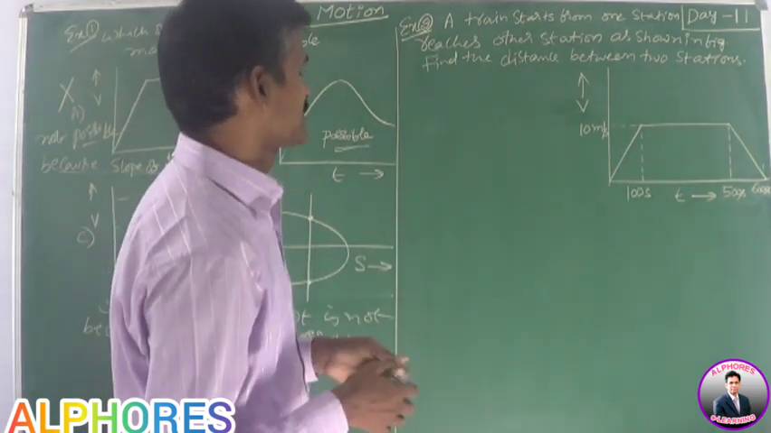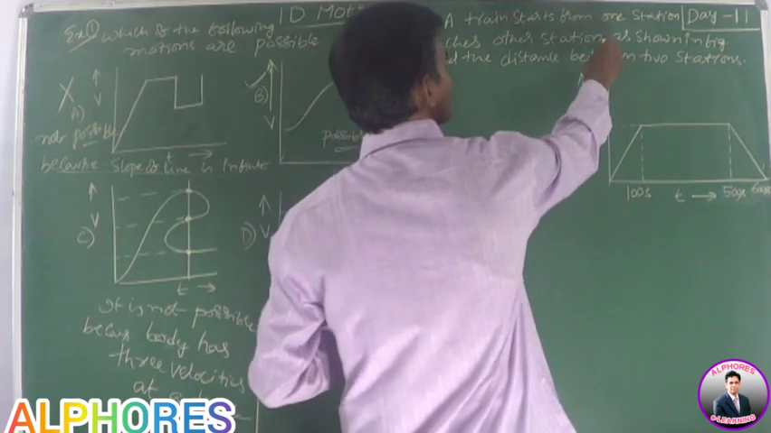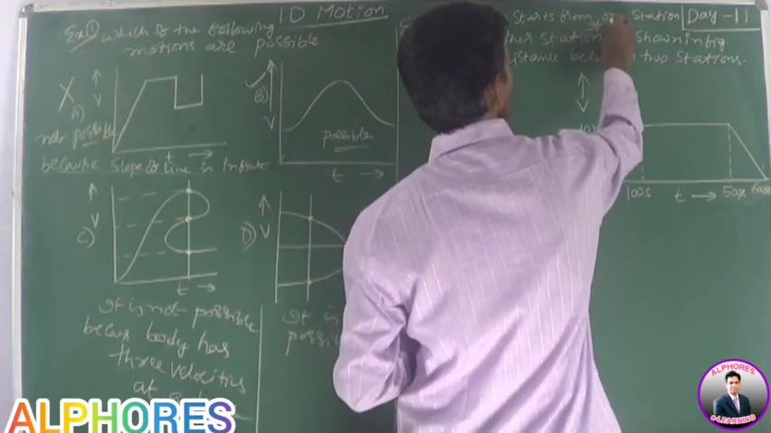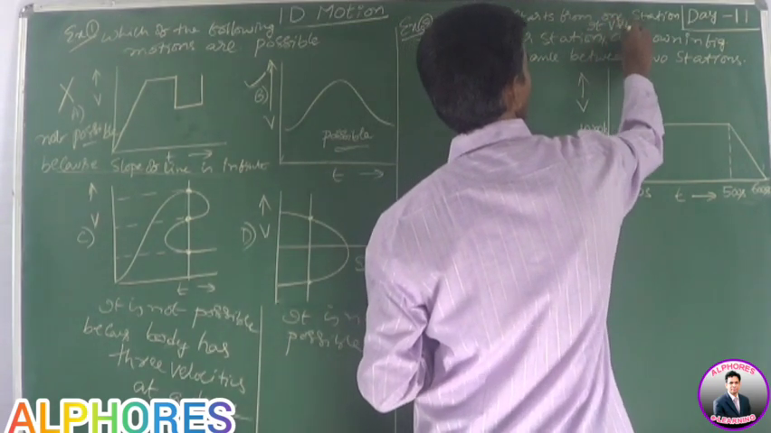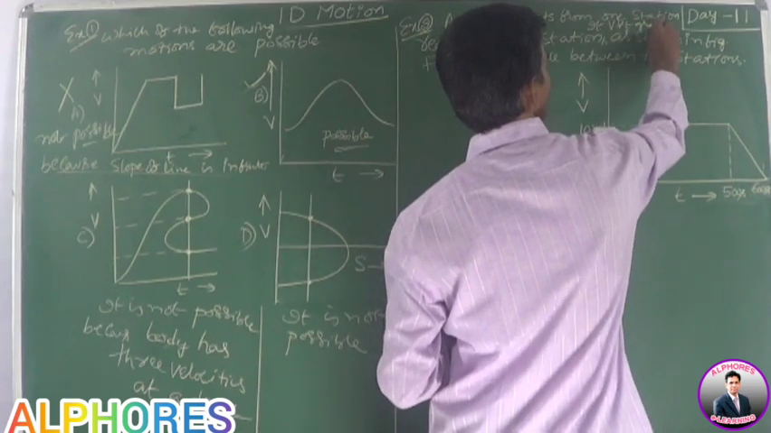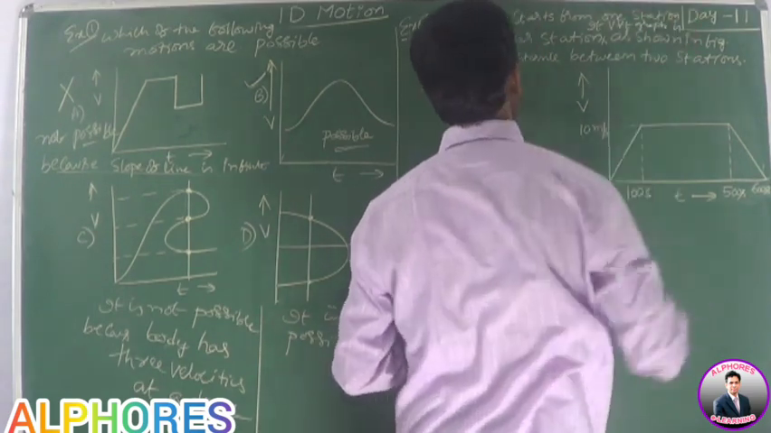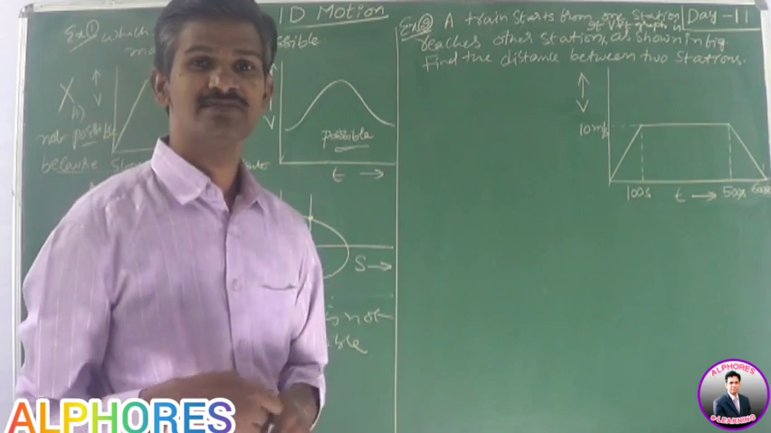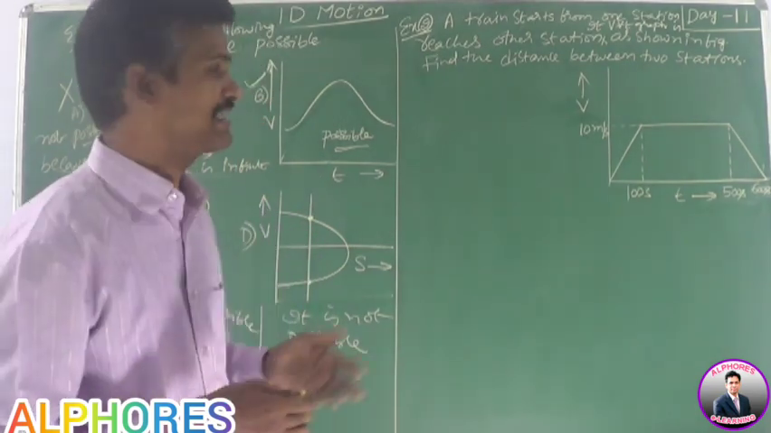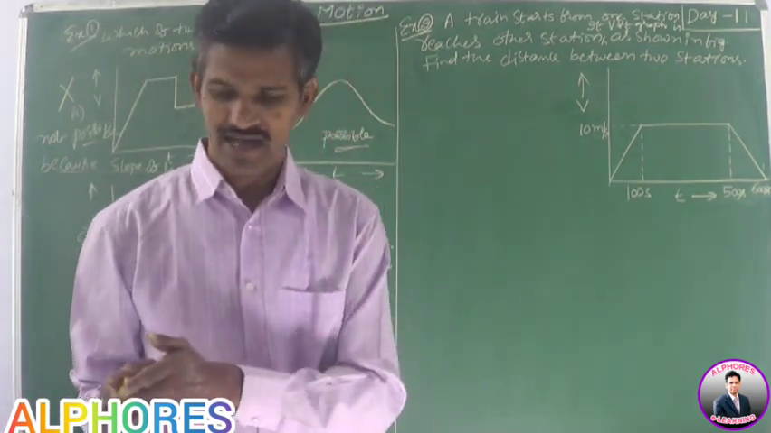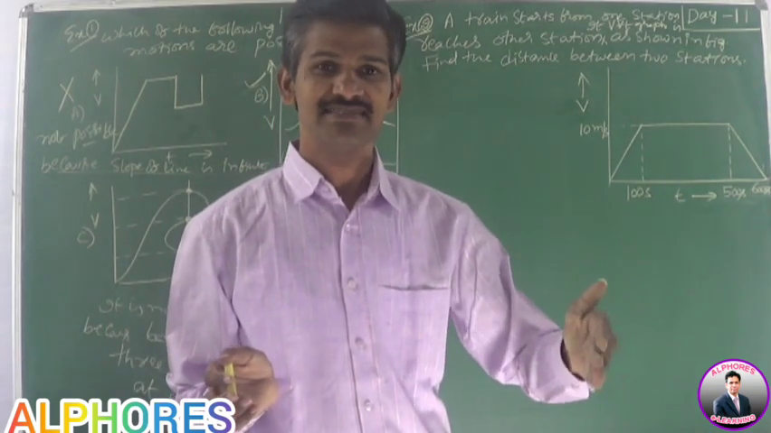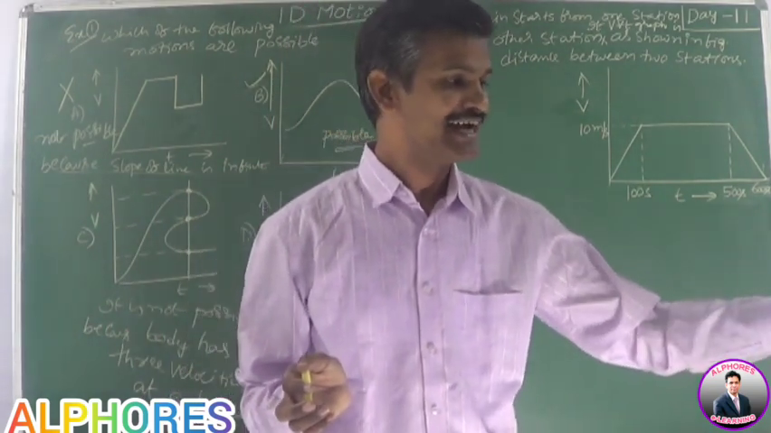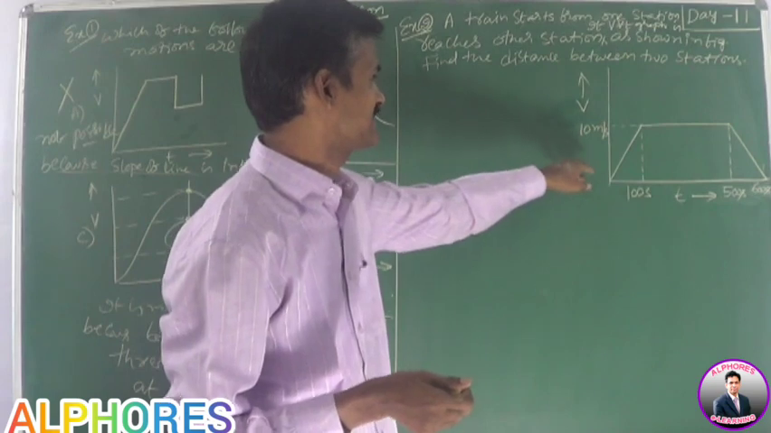Its velocity versus time graph is as shown in the figure. Find the distance between the two stations. A train starts from one station, accelerates for some distance, then maintains uniform velocity, and then decelerates. That is the nature of the graph.